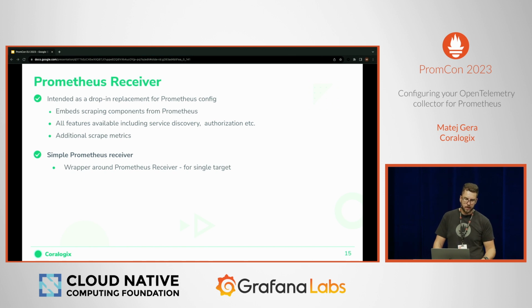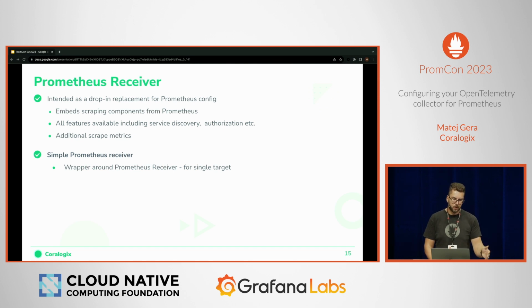So the Prometheus receiver is actually nothing too complicated. It's intended to be a drop-in replacement for your Prometheus. If you take a scrape configuration from your Prometheus and put it as a configuration for the Prometheus receiver, it will be able to understand it. It's a one-to-one, not even translation, it will understand the same configuration. The receiver reuses the same components for scraping as Prometheus, so all the features that you want are available, like service discovery, authorization, relabeling, and so on.